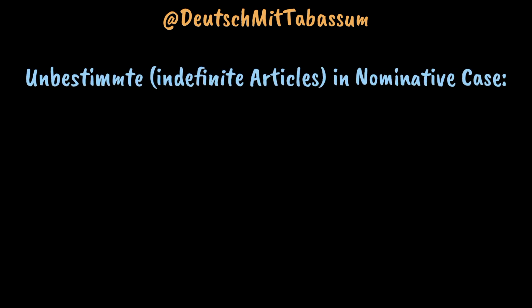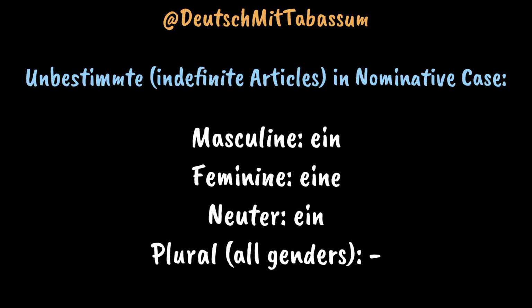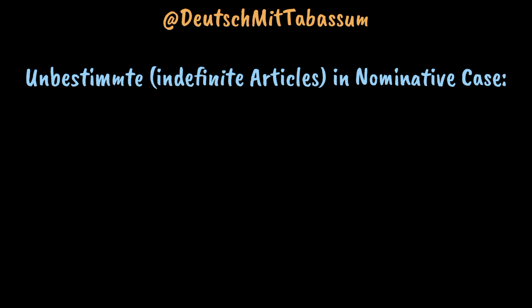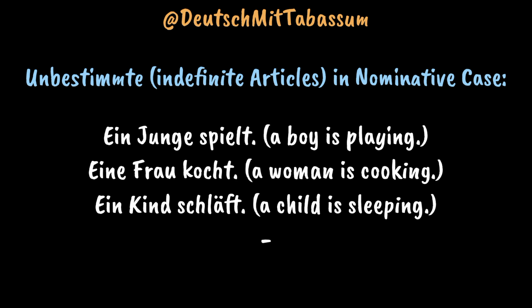Now moving on with the unbestimmt articles, that are the indefinite articles in the nominative case. For masculine we have ein, for feminine eine, for neuter ein. There is no indefinite article for the plural case because it doesn't make any sense. Let's see examples to make it a bit more clear. Ein Junge spielt, eine Frau kocht, ein Kind schläft. Of course, no sentence for the plural.